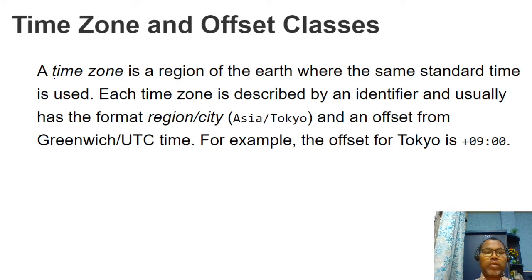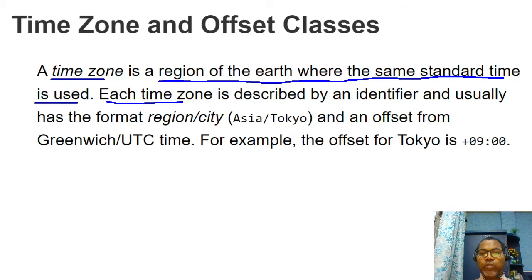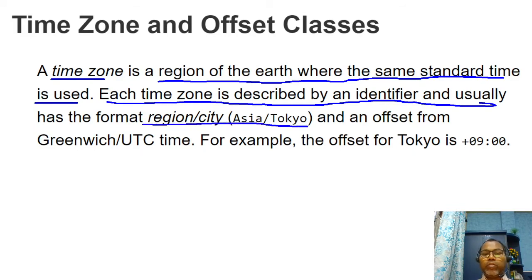If you're talking about time zones, a time zone is a region of the earth where the same standard time is used. Each time zone is described by an identifier and usually has a format like region and city. So this is your zone, generally region and the particular city, and another is the offset from UTC. UTC is the standard time, near the UK and London city, from where they are calculating times.